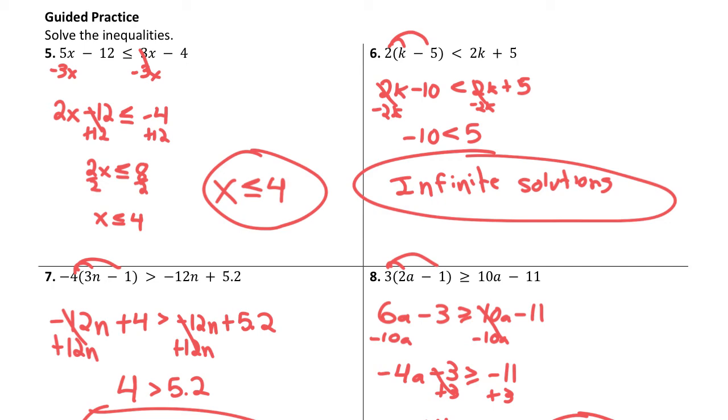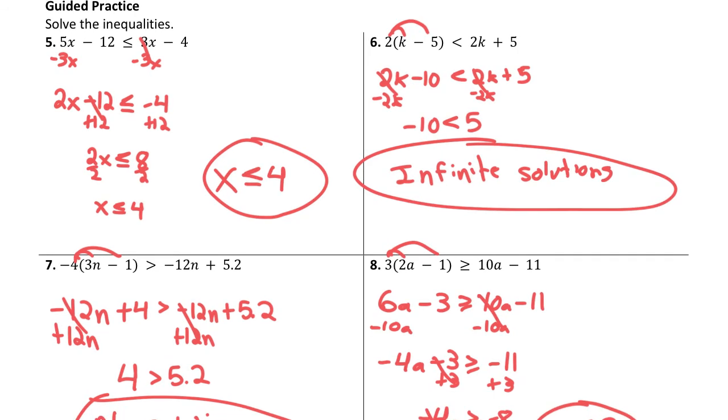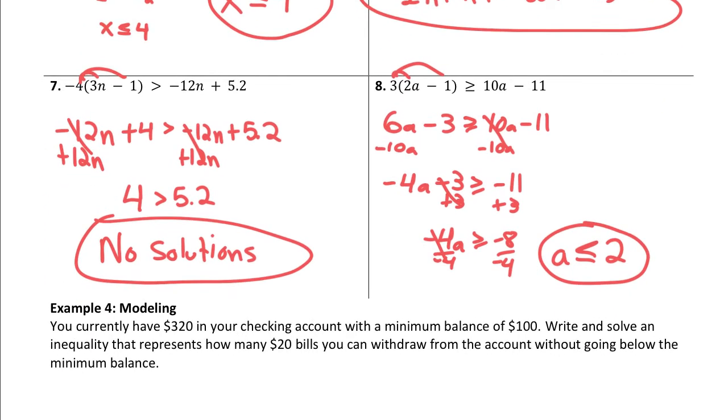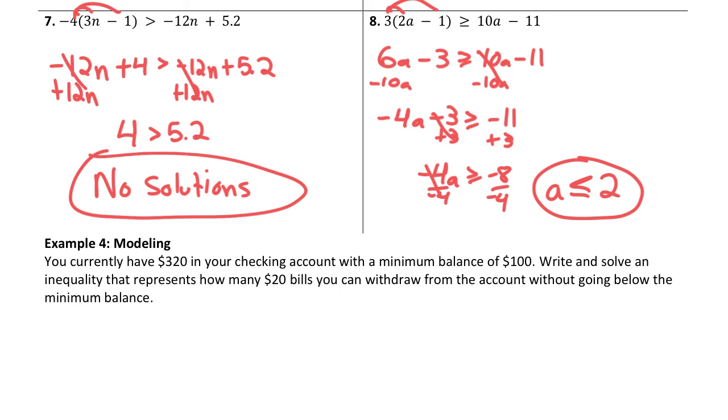In number 6, I distribute 2 through the parentheses, and then I subtract 2k from both sides. That eliminated all of my variables. It created a true equation, all right? That's the key word there. It created a true equation. So that's infinite solutions. In number 7, I distribute negative 4 through. I add 12n to both sides. I get an inequality that is false. That means it has no solutions, okay? If I eliminate all my variables, we've got to know whether it's infinite solutions or no solutions.